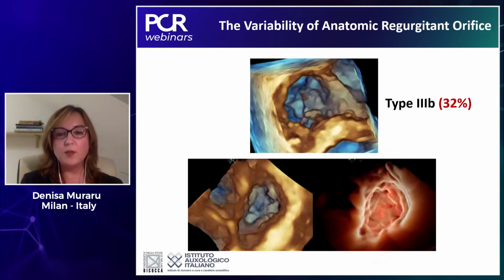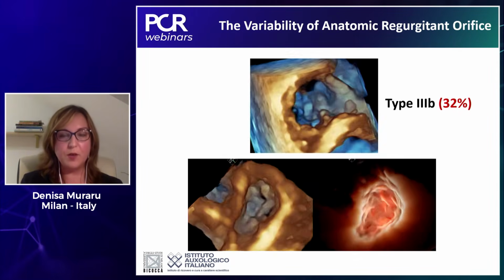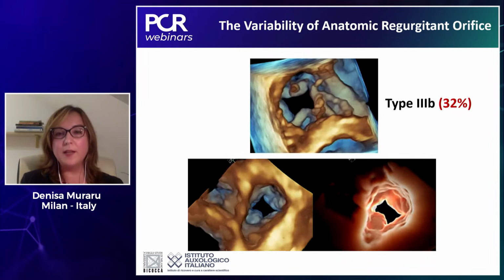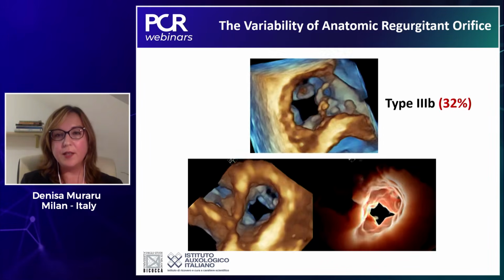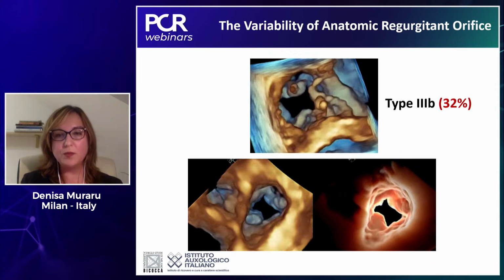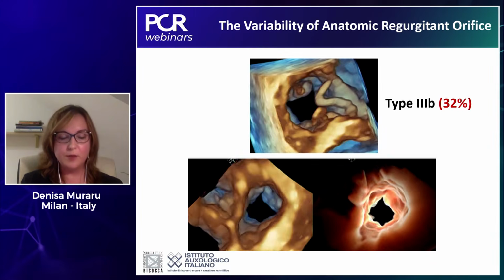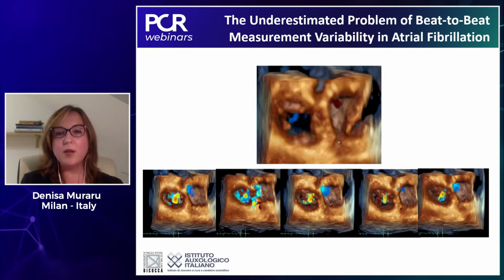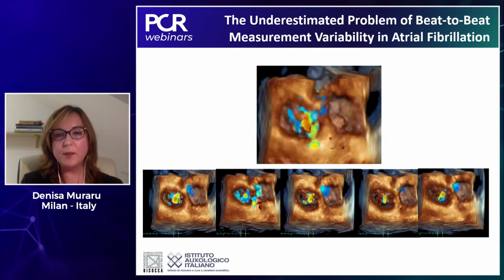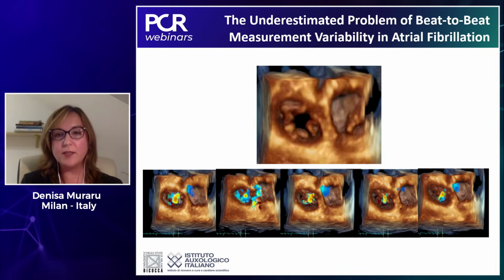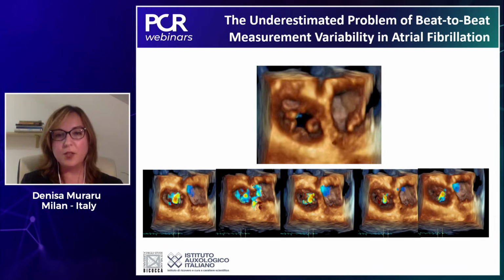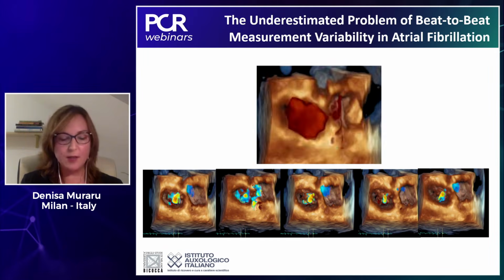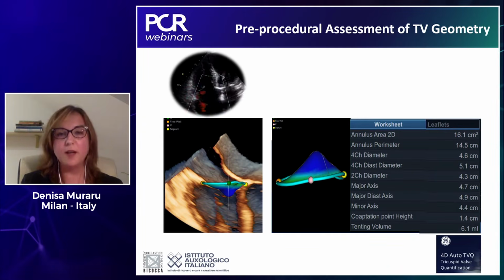This is now possible with three-dimensional echocardiography, which allows us not only to assess the complexity. For instance, here you see type 3B with 2 posterior leaflets and the complexity of the regurgitant orifice, but we also have the issue of the variability of the regurgitant orifice size and shape from beat to beat in atrial fibrillation, which adds more challenge in these anatomically complex valves.